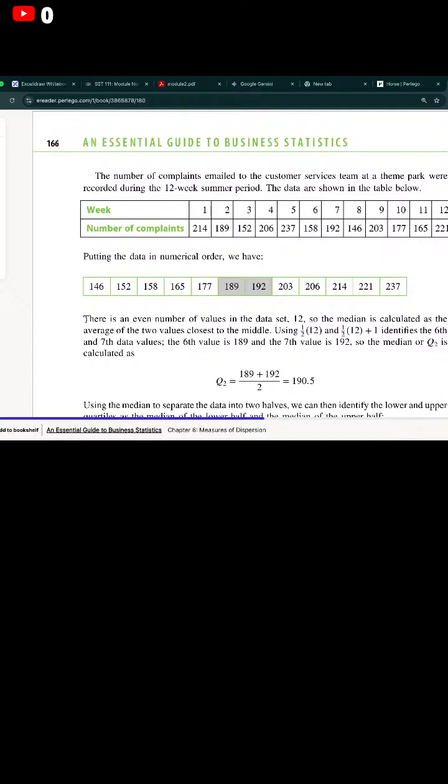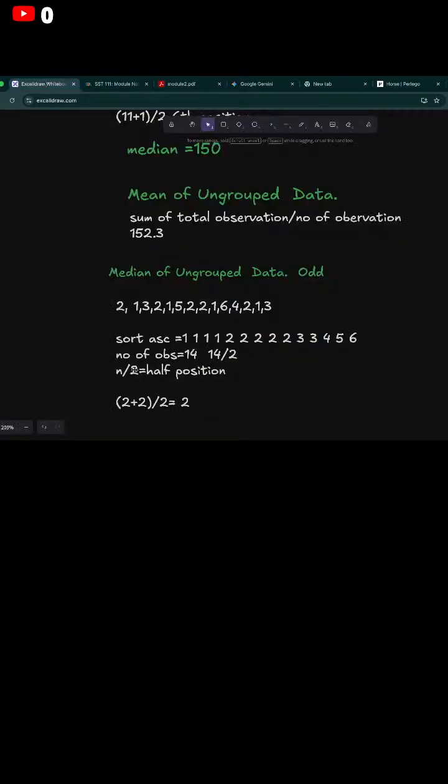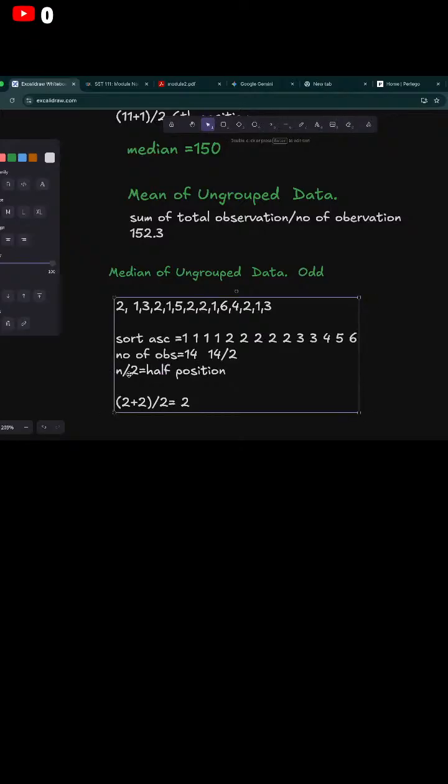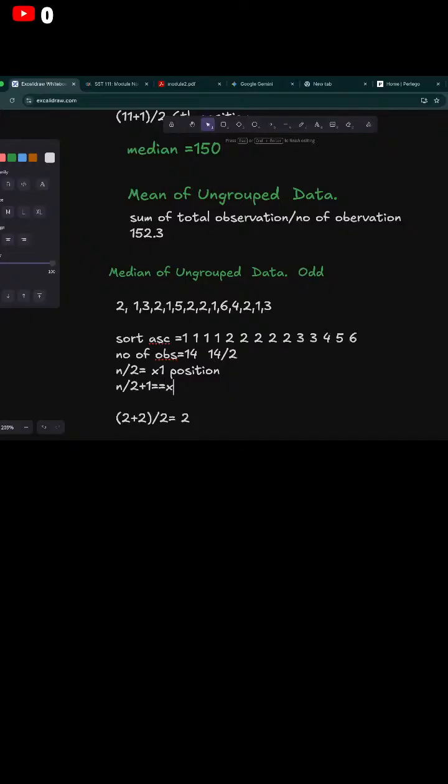Whenever our data set has 12 observations, we have to get two numbers. So we come to our formula. We get n over 2, the half position first, which we call x1. Then to get the next position, we do n over 2 plus 1, which gives the second position, and we write it as x2. And then we average the two. So our formula should be x1 plus x2 over 2.